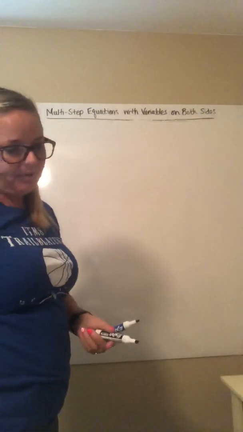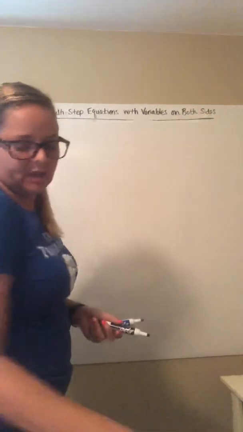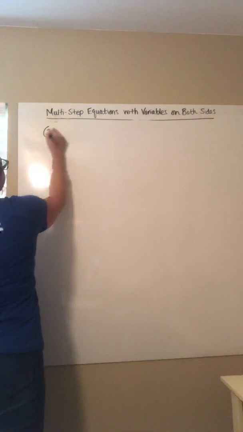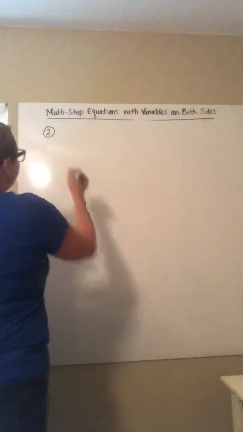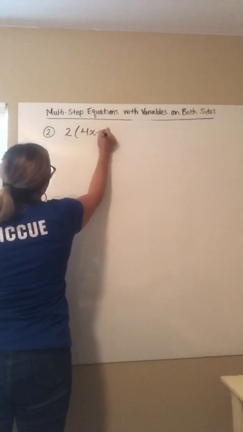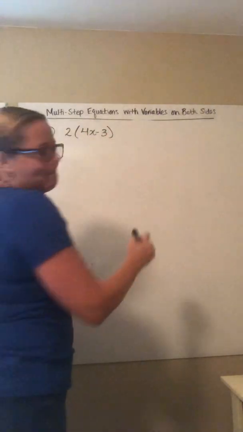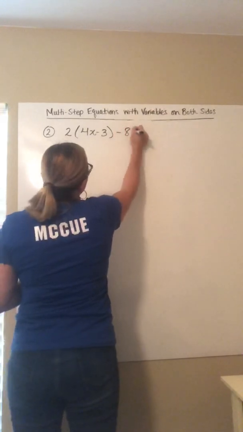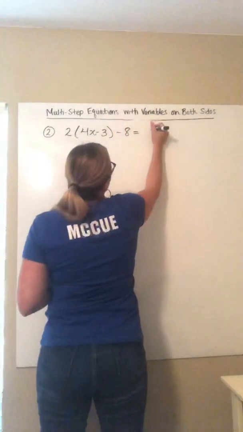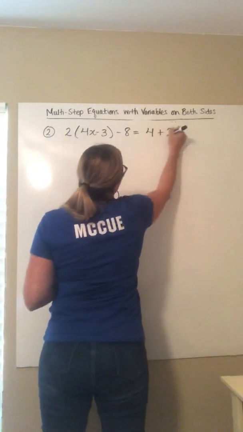All right, so our second problem today is going to have some like terms that we have to deal with. So problem number 2, we have 2 times the quantity 4x minus 3 minus 8, and that expression is equal to 4 plus 2x.